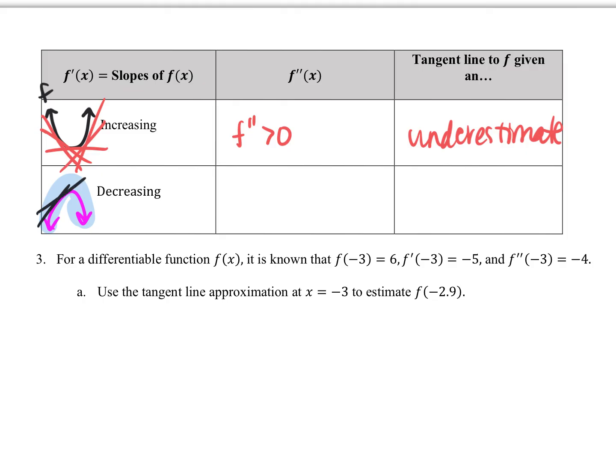Positive. What about here? What about here? Here? Yeah. To go from a positive number to a negative number, we are decreasing. Therefore, those f double prime values are negative. And all these tangent lines are above my pink graph. So we'd say that those tangent lines are an overestimate.